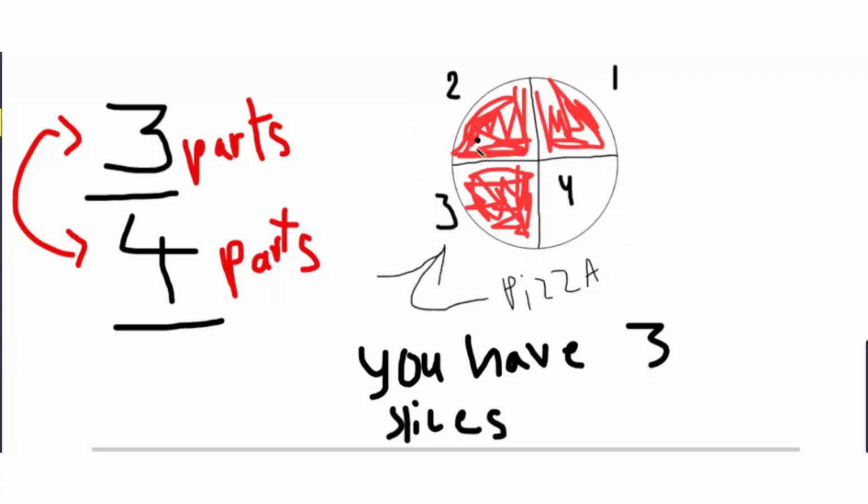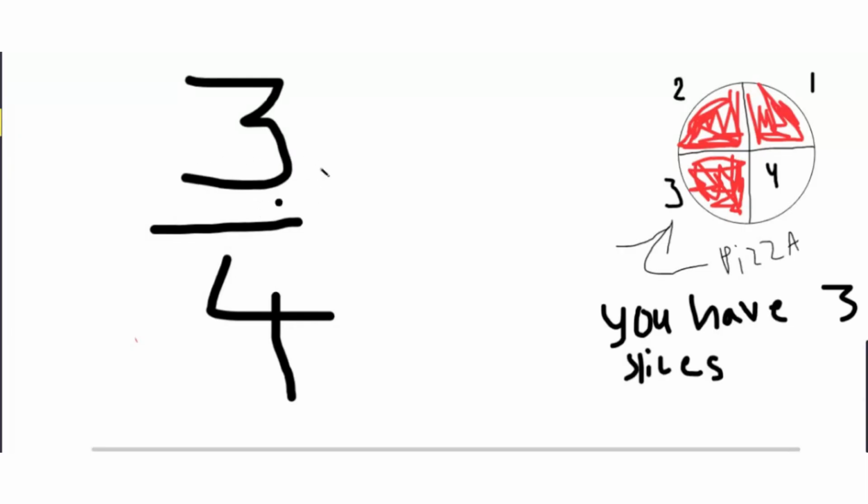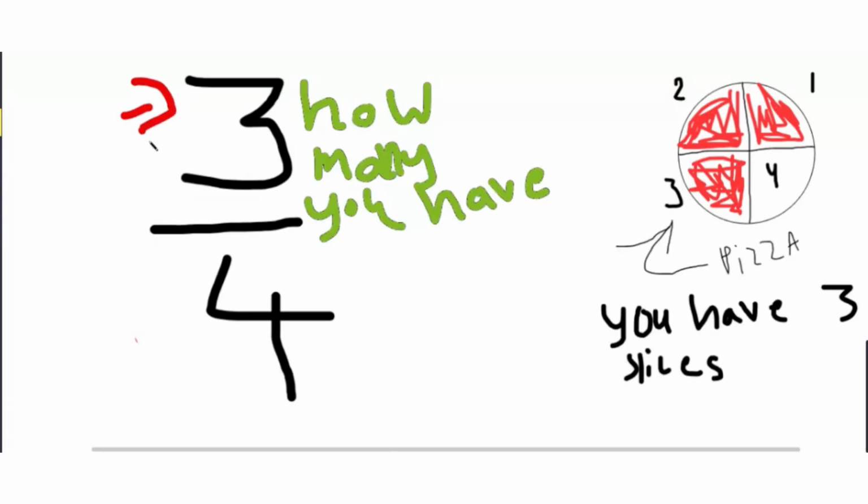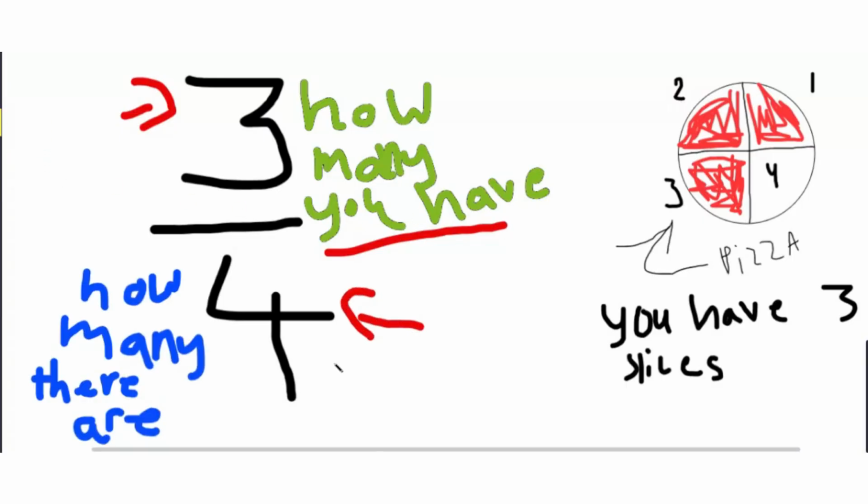So out of four slices, how many do you have? I'll give you a couple seconds. Okay, I hope you got it right. You have 3/4, or 3 out of 4. So here, the 3 represents how many you have. So this 3 represents how many you have. And this 4 represents how many there are.